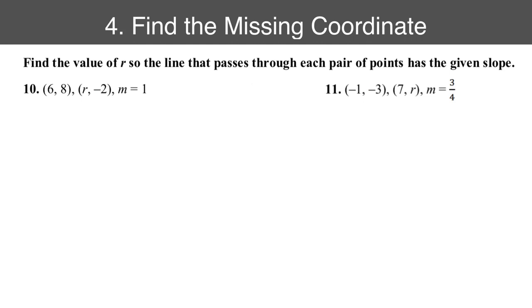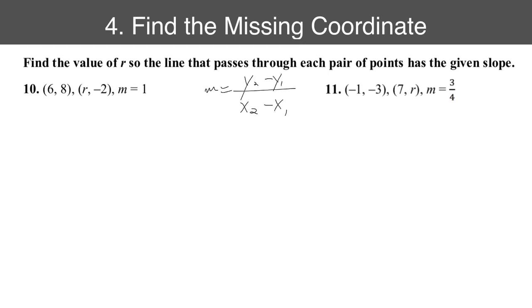If you're missing an x, there's one way to do it. If you're missing a y, there's another way to do it. So let's take a look at these two and see what happens. So again, we're going to use the slope formula. So that's going to be m equals y2 minus y1 over x2 minus x1.